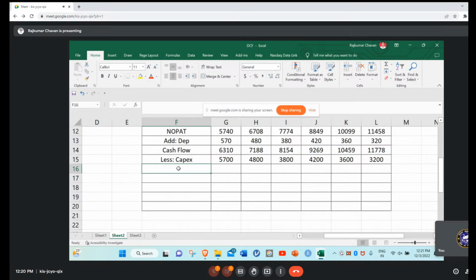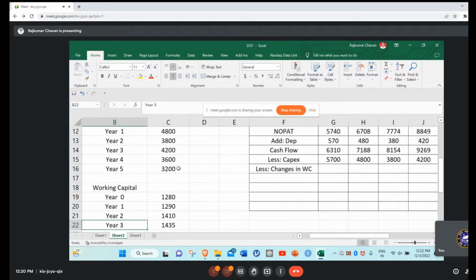Right? So now based on this, what do we need to do for the calculation? Now we have to do less capex. Again, less what? Changes in working capital. So let us do it now here. Write down less changes in WC. What is WC? Working capital. Now let us see.